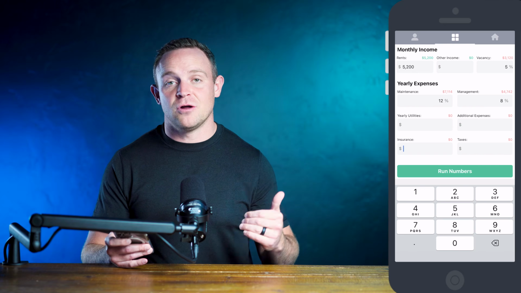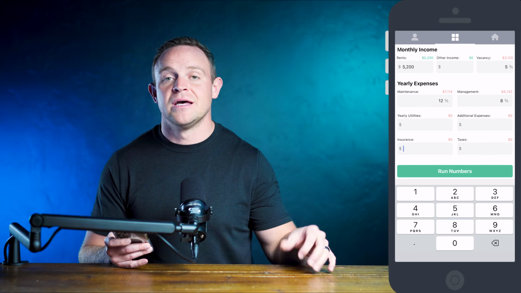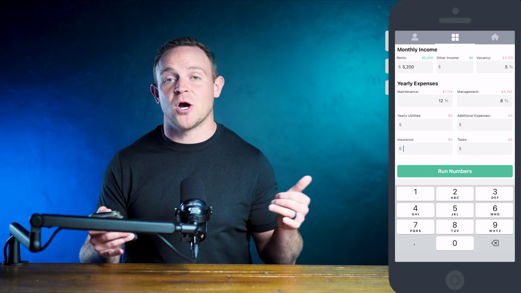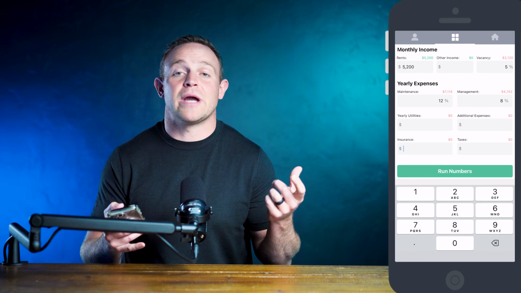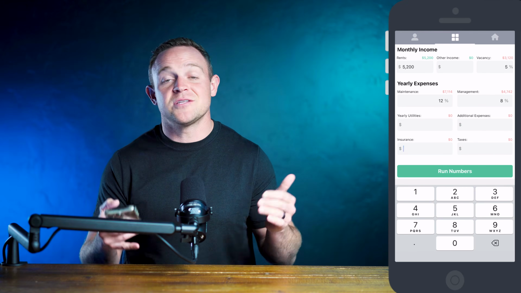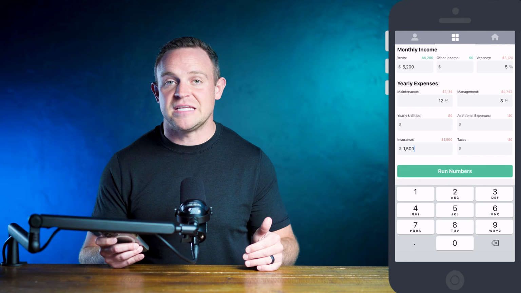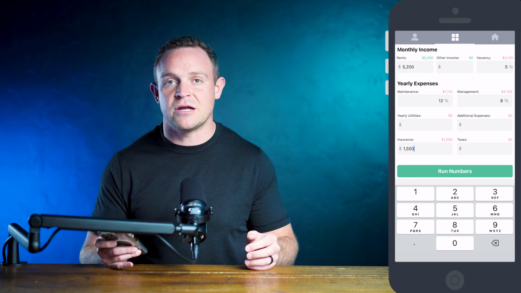I prefer on all rental properties to already have a connection with my insurance guy in the area, so that I can call him and say, hey, ballpark, what's it going to cost for a 4-unit apartment complex in this location? And he'll say, oh, $1,300 to $1,500. So that's what happened on this particular property. I plugged in the insurance at $1,500, just assuming worst case scenario on that.